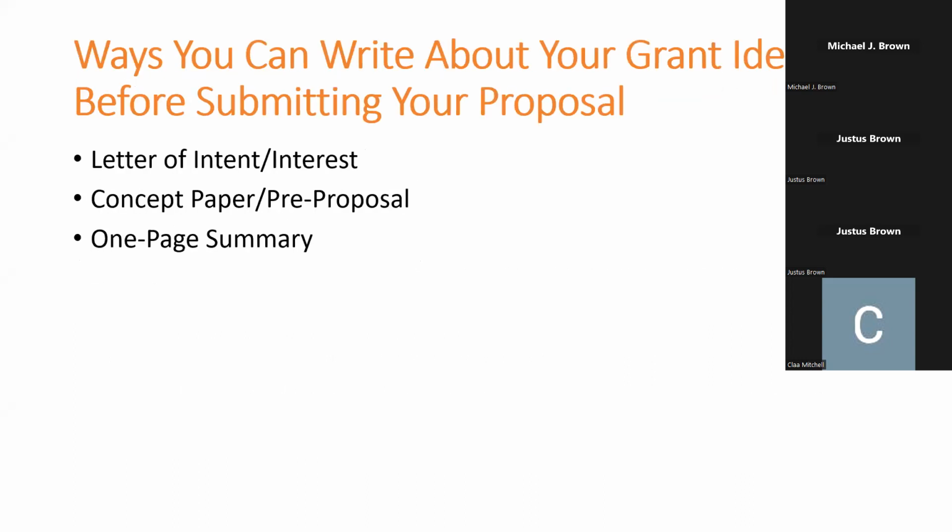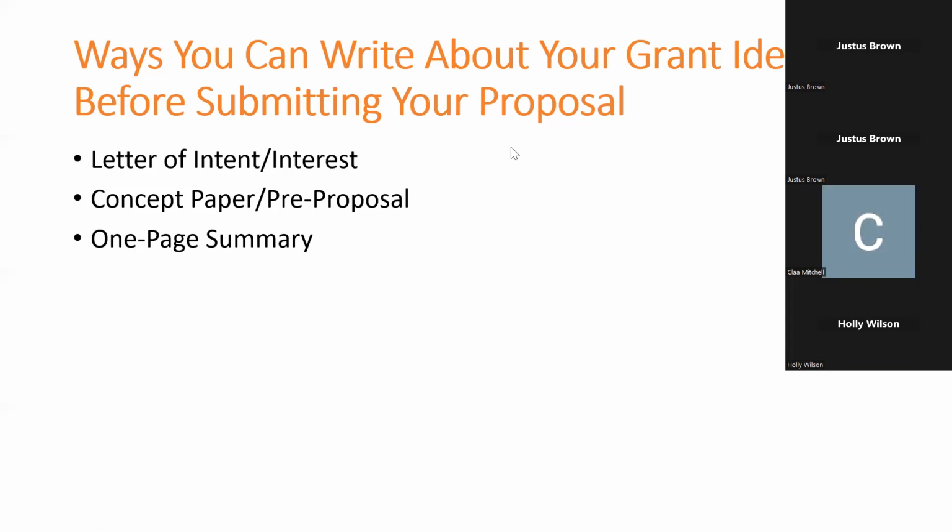All right, so before you can write your full proposal, there's a lot of different ways in which you can write about your idea. You can write what's known as a letter of intent or inquiry or interest. You may submit something called a concept paper or a pre-proposal, or you may just want to write a one-page summary of your idea. I want to talk a little bit about the differences between these, and give you some examples of each.